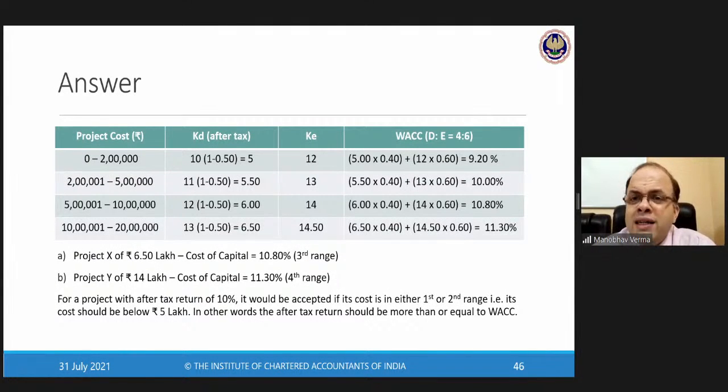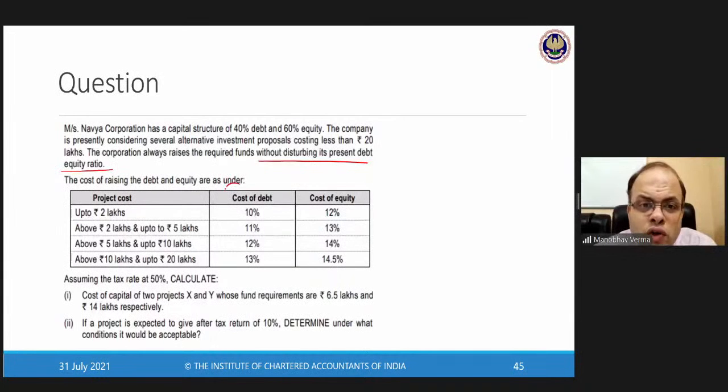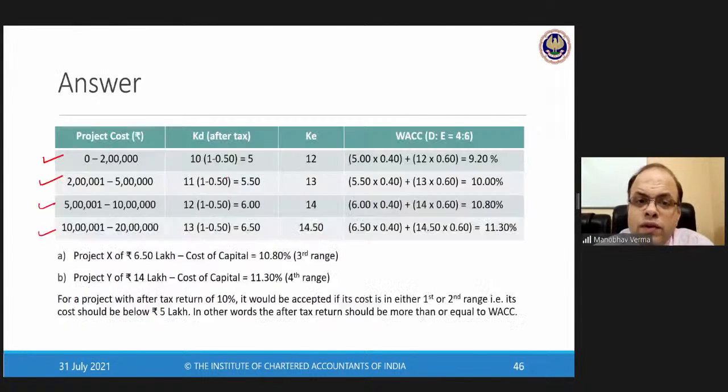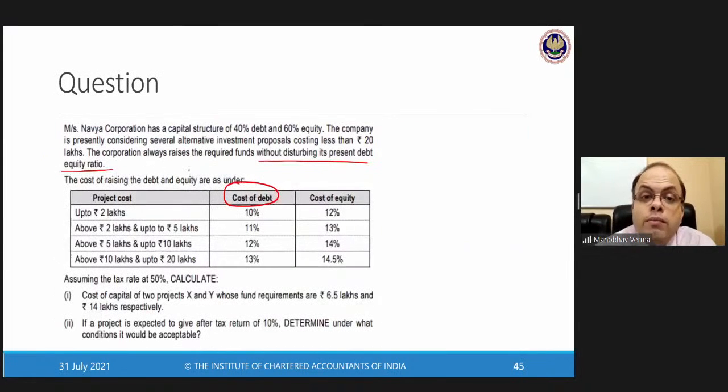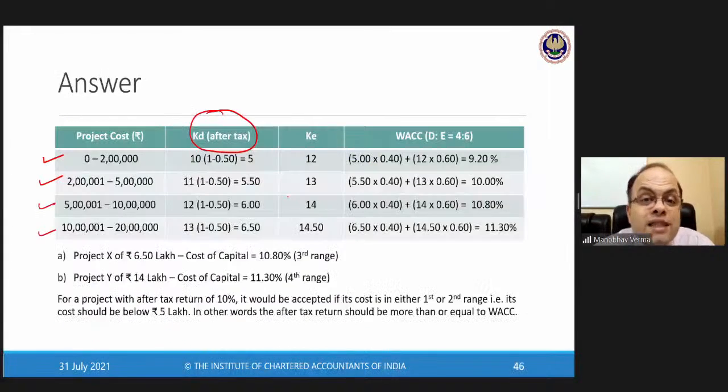So if you look at the brackets, the project cost of 0 to 2 lakhs, 2 lakhs to 5 lakhs, 5 to 10 lakhs, and 10 to 20 lakhs. The only difference is they are giving you the cost of debt here. But what we need to understand is your after tax cost of debt. So all these numbers get multiplied by 1 minus T, or divided by 50%. Your tax rate in this case is 50%. So 5, 5.5, 6 and 6.5 is your after tax cost of debt.